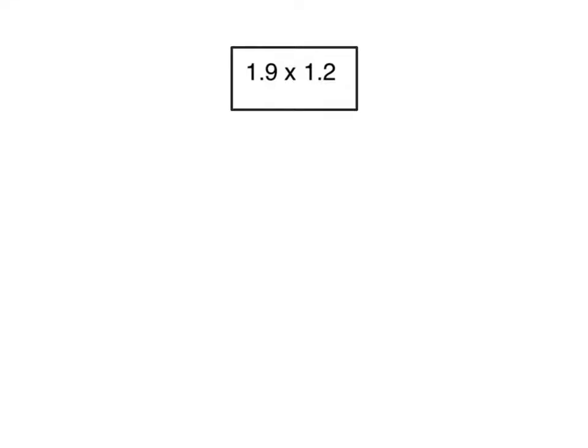1.9 times 1.2. I don't like the decimals, so I'm just going to rewrite it out here and you'll see why. I'm just going to imagine they're not there, and I'm going to do 19 times 12. I can do that in a little grid.